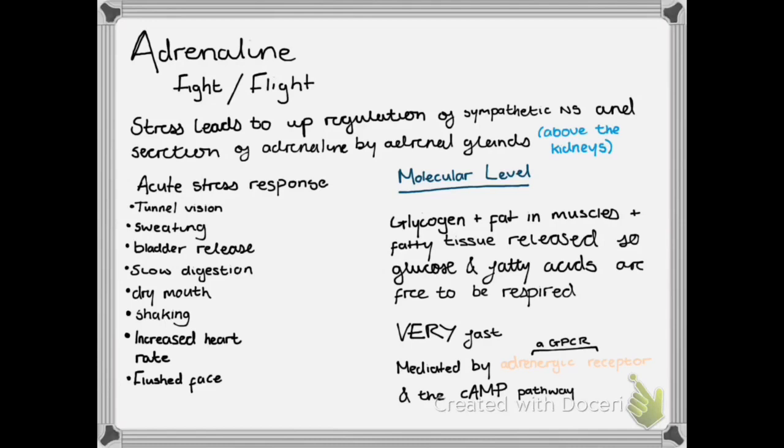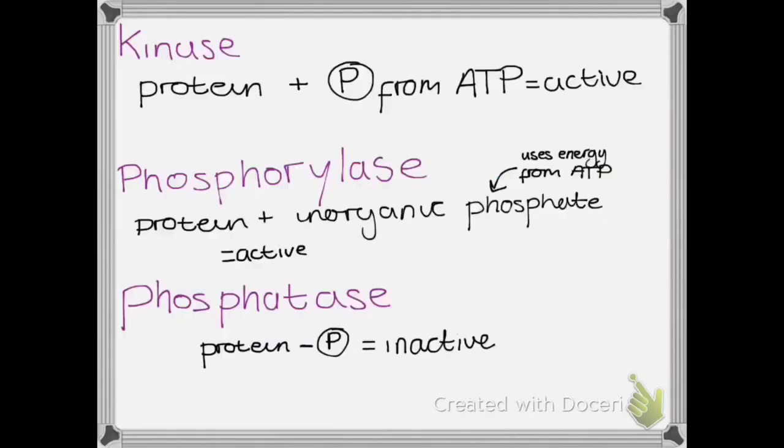But if you look at it at a molecular level, you'll see that it's actually your glycogen and fat in your muscles being released so that they can be used in respiration. This allows for faster responses so that you can fight or flight. And it's all mediated by the adrenergic receptor, which is a type of G protein coupled receptor, in the cAMP pathway, which I'll go on to in a second because I need to go over some key terms.